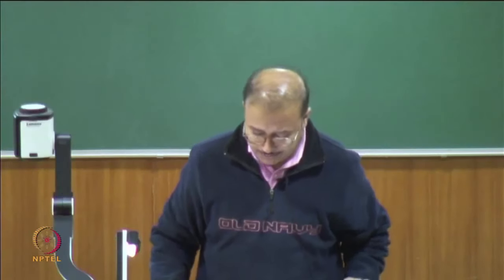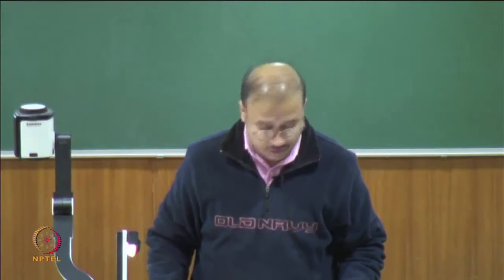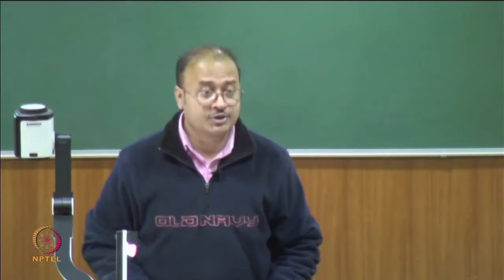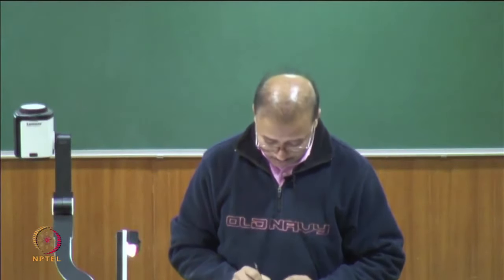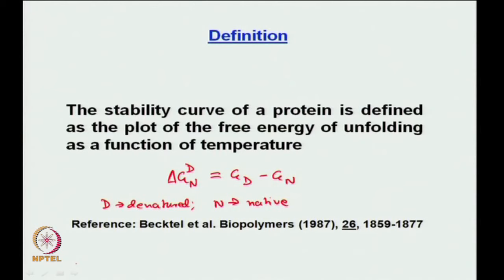So, we'll start with our discussion with regards to protein stability curves. I'll go through a brief recap of what we were doing last time. We defined the stability curve as essentially the dependence of free energy on temperature, and what we are looking at is the free energy of denaturation, where D stands for denatured and N for native, the difference in free energies between the denatured and the native state.